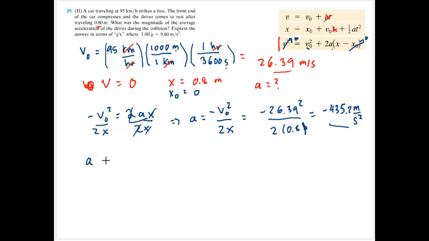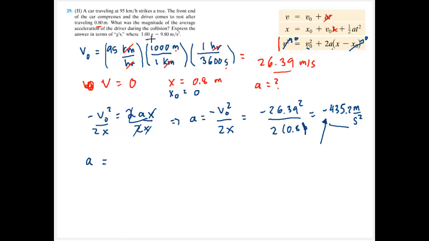It asks to write this in terms of g's, but actually first let me say, this answer is negative. What that means is it's slowing down. It's going from 95 kilometers per hour down to 0. Acceleration should be negative. It's in the opposite direction as the velocity. So, sorry about that. How many g's is this?